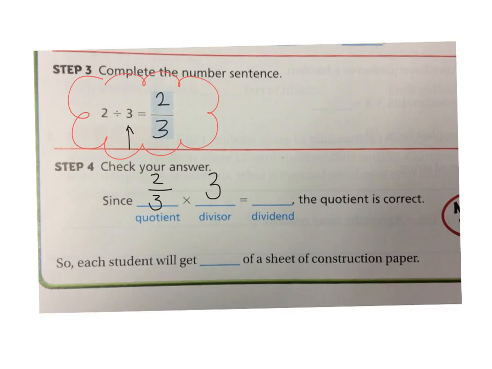Claire, what's 2/3 times 3? 2. Is that our dividend? Are we happy? So that shows us that our quotient is correct. So Zara, Stuart, and Arushi, each of you can have 2/3 of a sheet of construction paper.